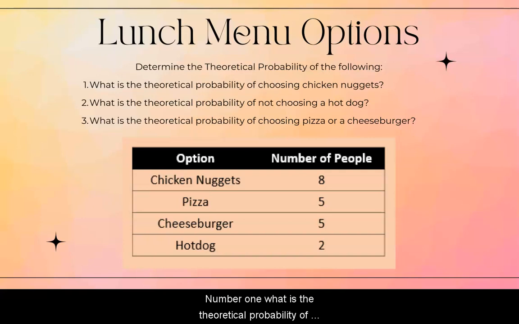Number 1. What is the theoretical probability of choosing chicken nuggets? We solve this by looking at all the options we have, such as chicken nuggets, pizza, cheeseburger, and hot dogs. This shows we have 4 total options. Then we look at how many of the options are chicken nuggets, which means that the theoretical probability is 1 out of 4, or 1/4.